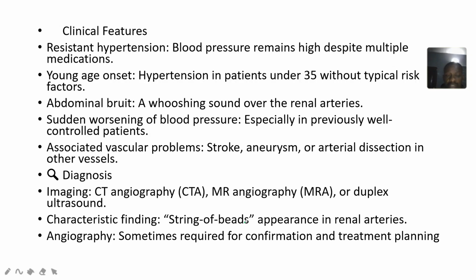Clinical features: you have hypertension that is resistant to medication. You are treating, but it's not going away. And this hypertension could even occur at a young age, even in people under the age of 35. Abdominal bruit, a whooshing sound over the renal arteries, when you listen via a stethoscope. And the blood pressure is worsening, and there are associated blood vessel issues like stroke, aneurysms, and arterial dissections.